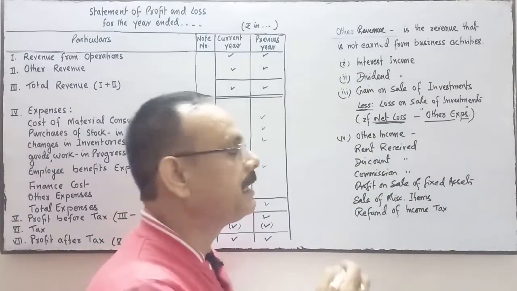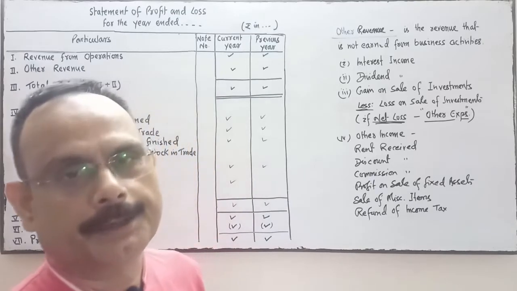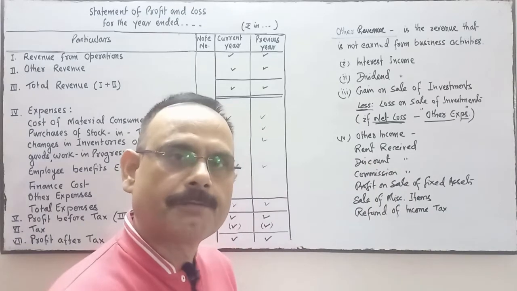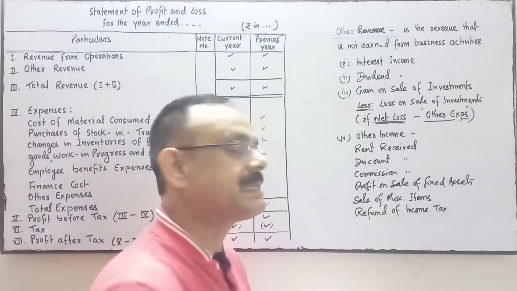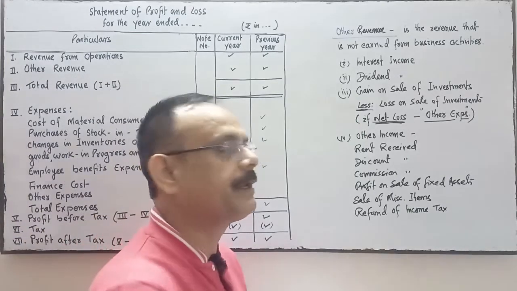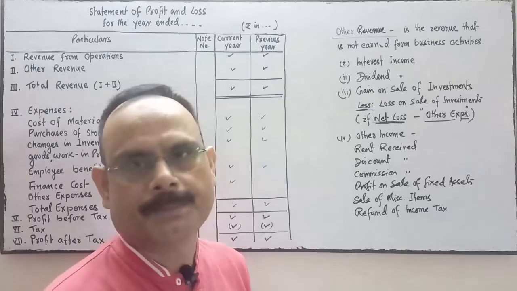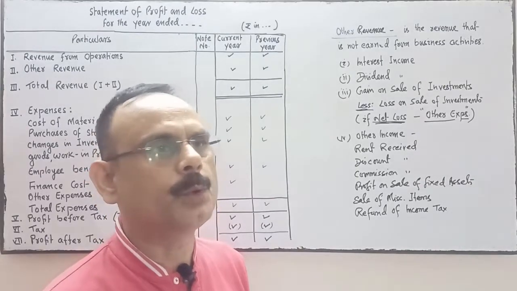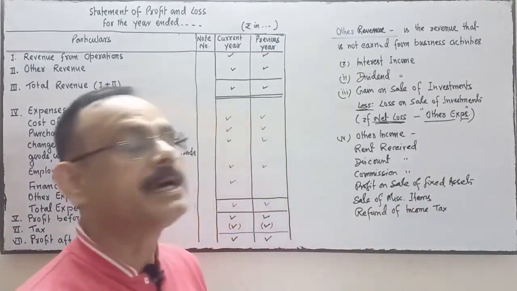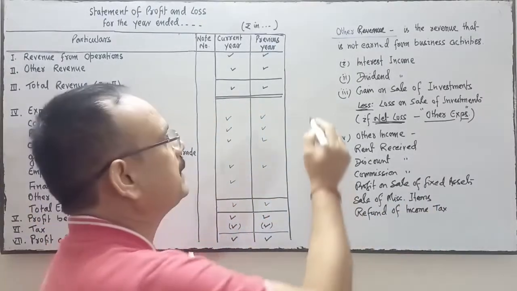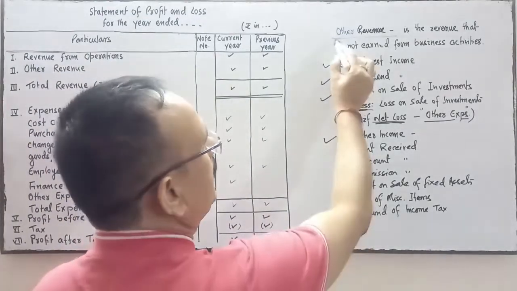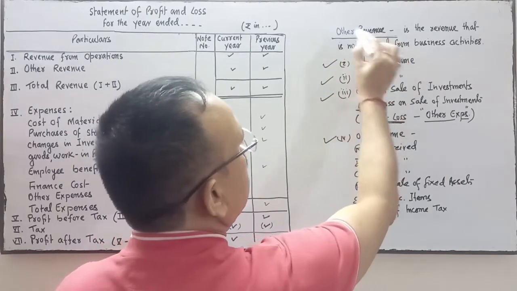What are the other incomes? Rent received, dividend, discount received, commission received, profit on sale of fixed assets, sale of miscellaneous items, refund of income tax. Miscellaneous item means scrap. Sale of miscellaneous item means old newspaper is sold. So sale of miscellaneous item and refund of income tax will be taken into account under the heading other revenue.